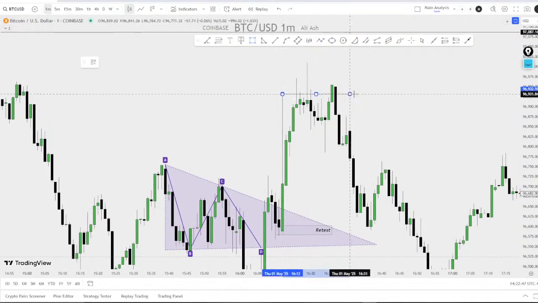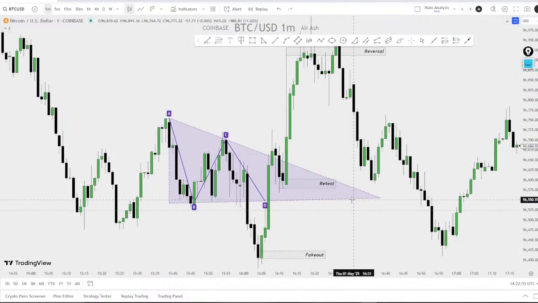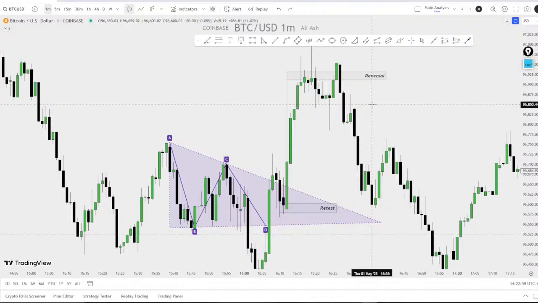Here you go, we have the reversal right here. Within the opinions, you just have to spot the retest and the fake outs, and you will be good to go to find the SD interchange, which is supply demand interchange.